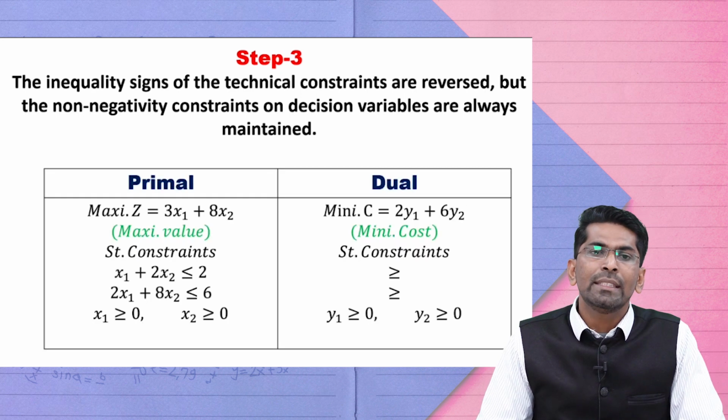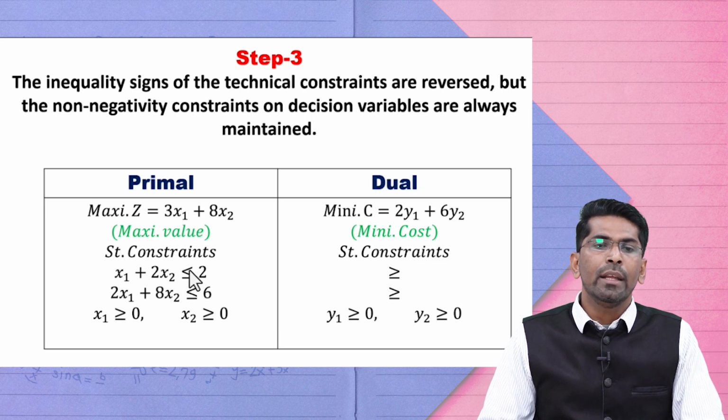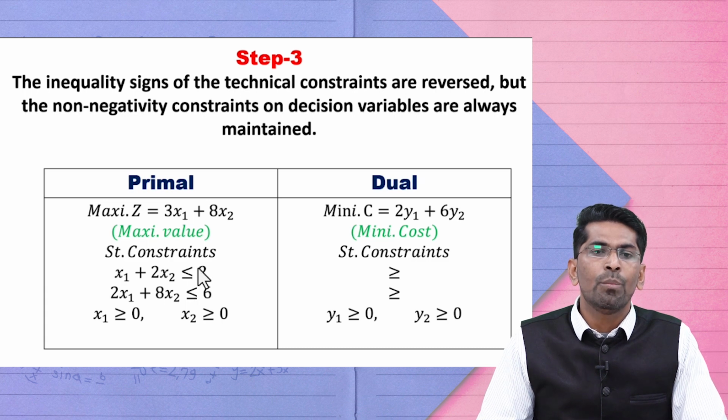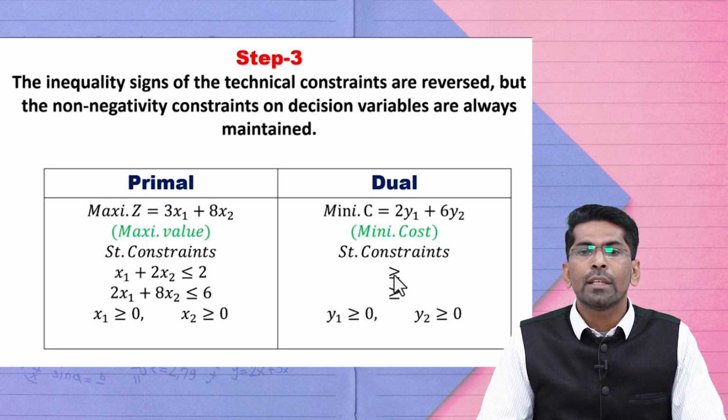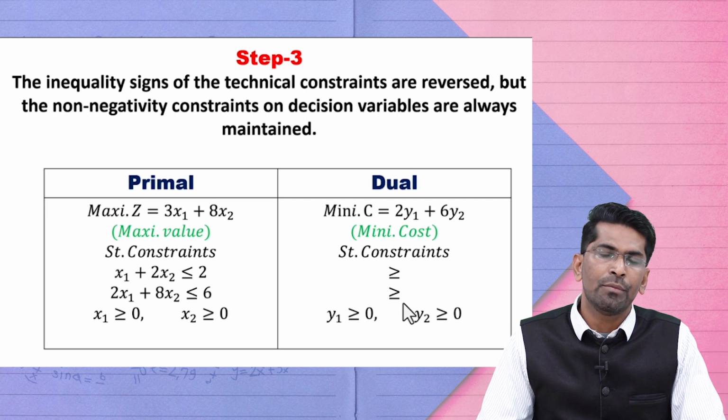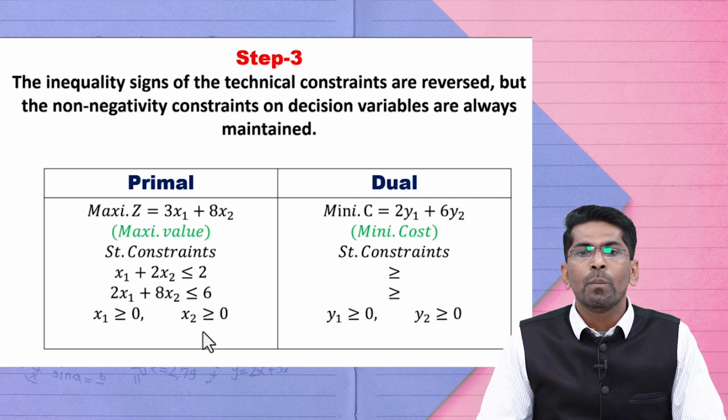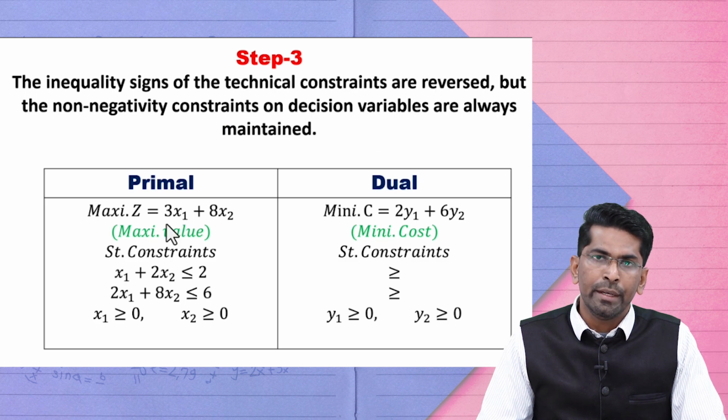So now from the given example, this is our primal problem. Here the inequality is less than or equal to in both constraints. Now we are going to reverse these constraints. In the dual problem, it will be greater than or equal to, just the opposite. Here it was less than or equal to, now it is converted into greater than or equal to in both constraints. At the same time, we assert that the non-negativity constraint on the decision variables is always maintained. Here our decision variables were x1 and x2.